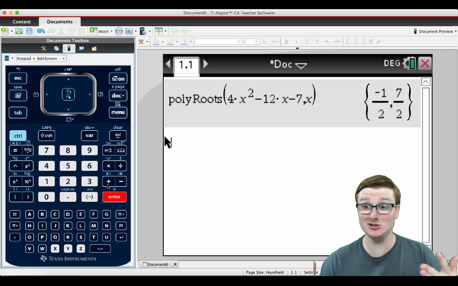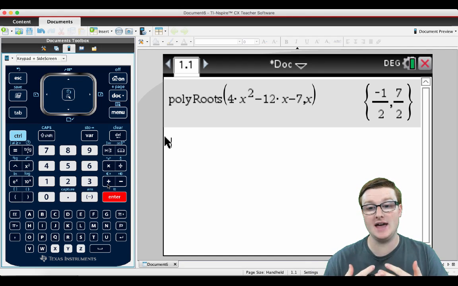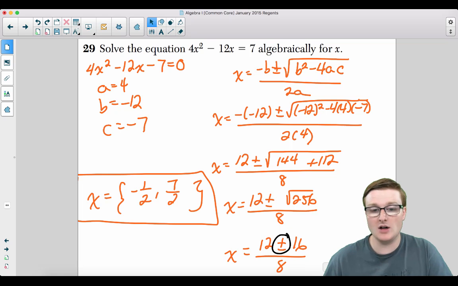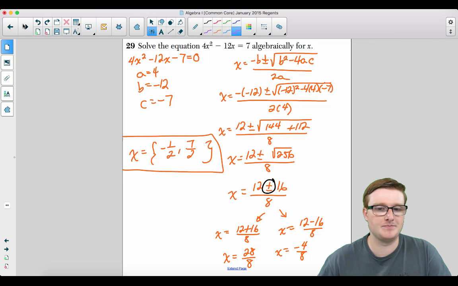It tells you the solutions. So you cannot get this wrong because you have your calculator to your advantage. And that's how you use the poly root key on the calculator. Pretty cool, right? All right, so that's done. Moving on to question 30.